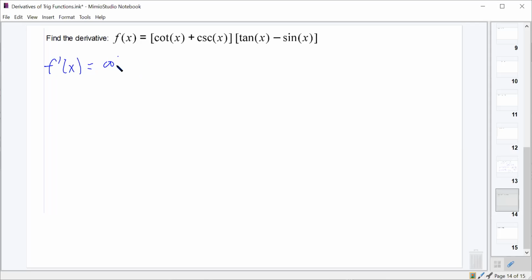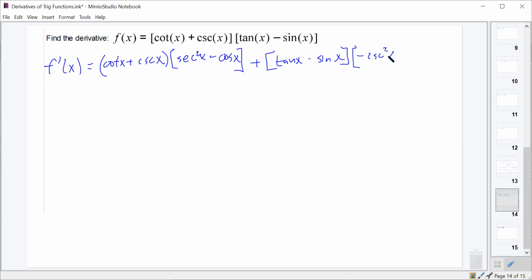First function is cotangent x plus cosecant x. Derivative of tangent minus sine ought to be secant squared minus cosine, right? And then plus, we'll have tangent minus sine. What's the derivative of cotangent? That's negative cosecant squared, minus cosecant cotangent.